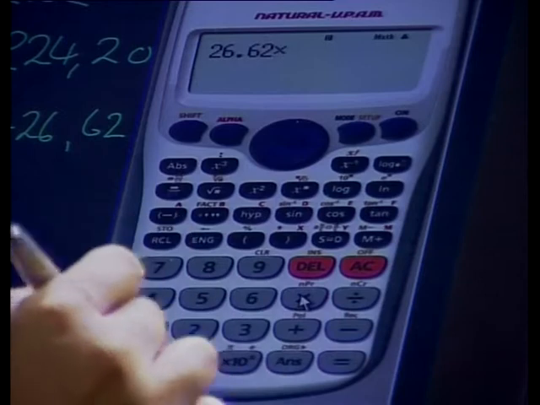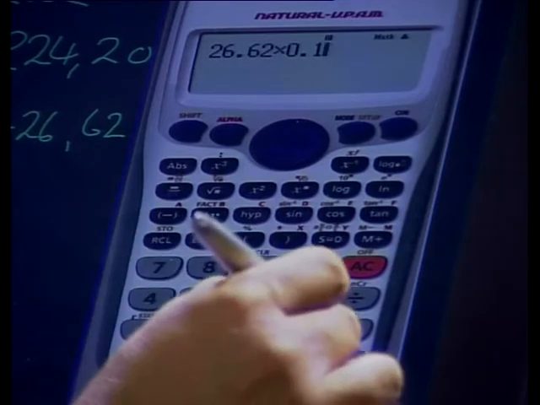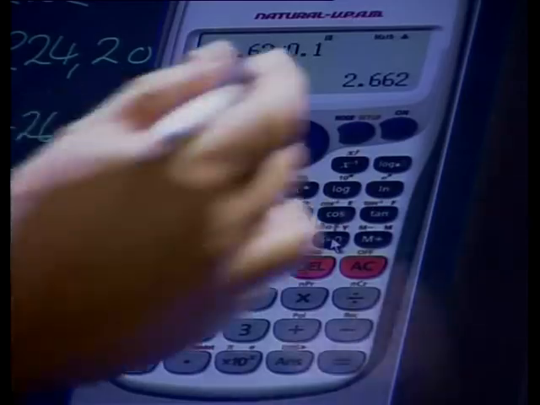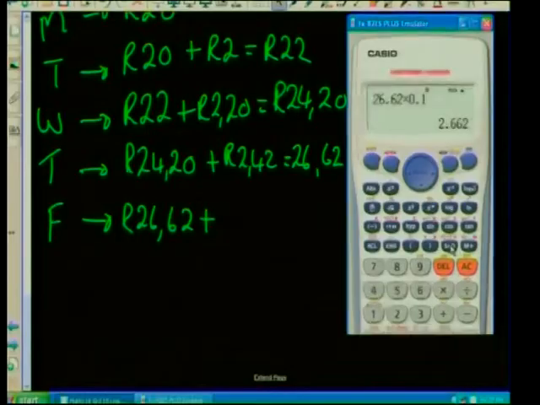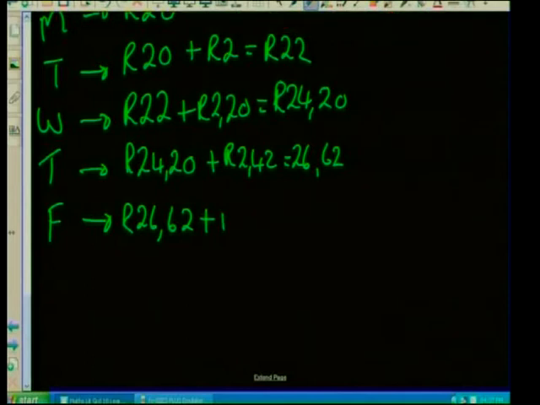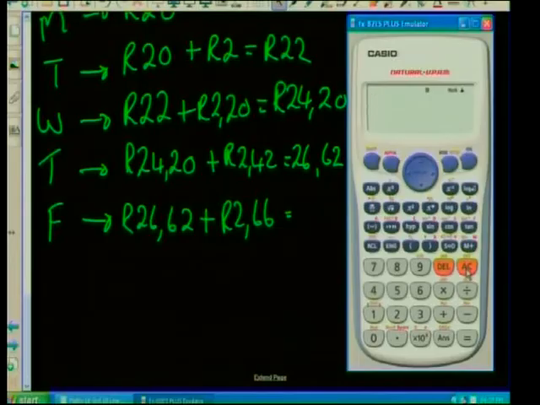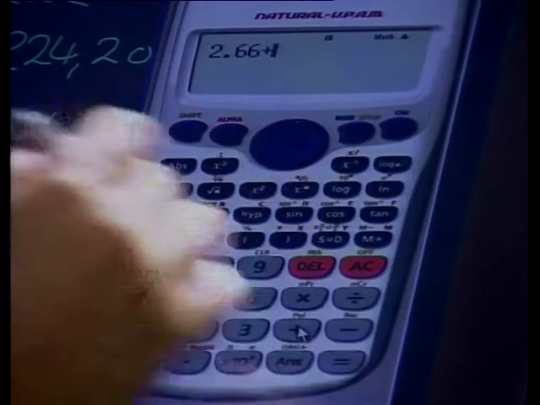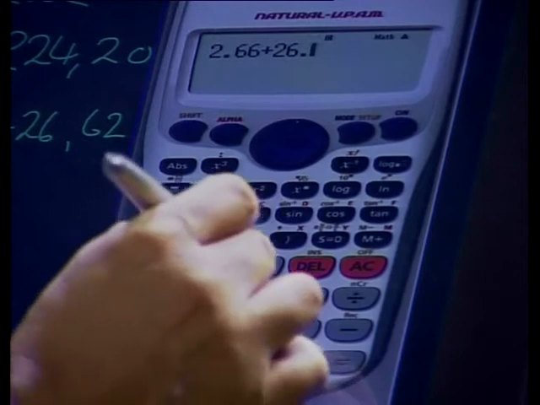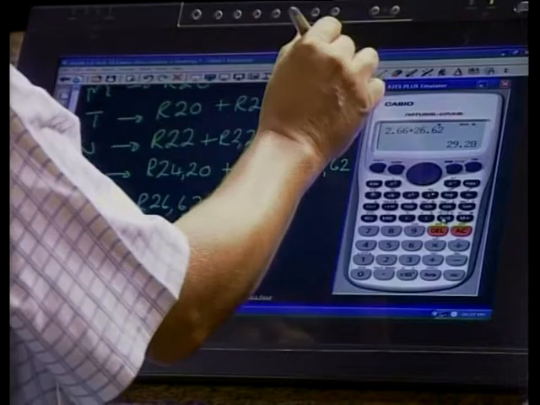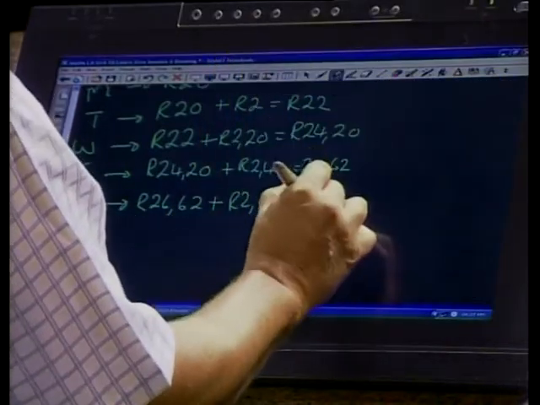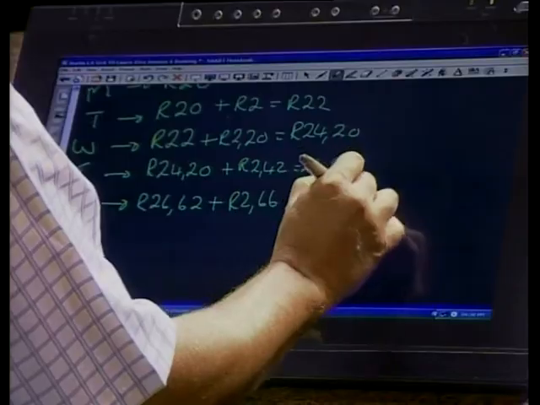26.62 times 10%, and 10% can be written as 0.1, equals 2 Rand 66. We're going to round that, hey? Can you see that? It's money, so it can only be 2 decimal places: 2 Rand 66. So we add 2 Rand 66. Well, what's that now going to give me? If I've got 2.66 and I'm going to add it to the 26.62, I'm going to get an amount of 29 Rand 28 cents.